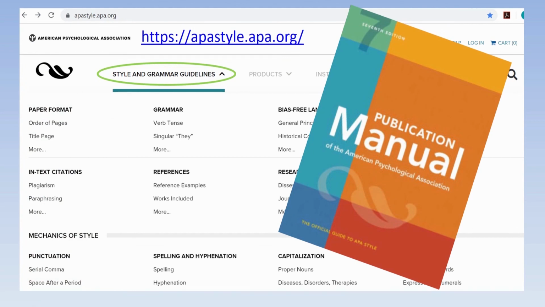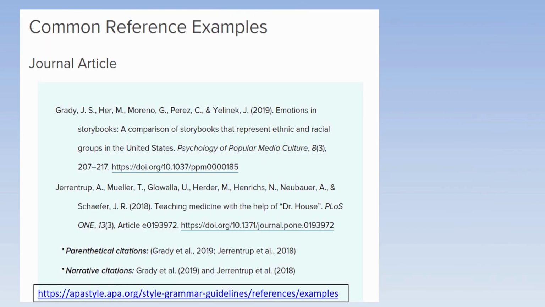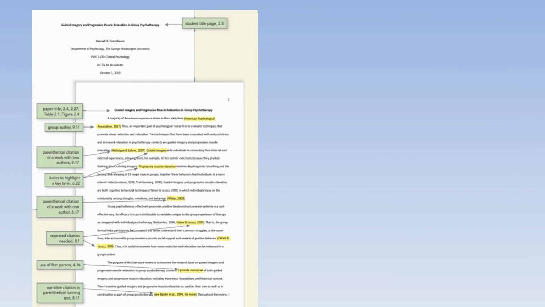There are so many rules in APA that we have highlighted only a few key details. Remember that the APA Publication Manual and the APA Style website are your best resources for learning correctly formatted citations and papers. Both formats have over 100 examples of reference entries and in-text citations, examples of rules, and sample papers.